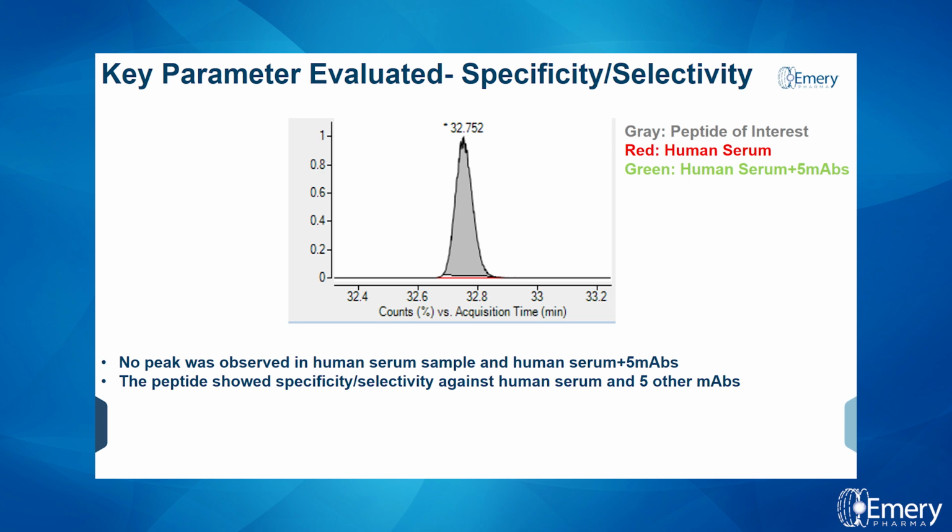In this example here, you can see the peptide of interest chromatogram being overlaid with human serum and other 5 antibodies. As you can see in the figure, at 32.752 you see a peak eluting from the peptide of interest, but there is no interference from human serum and other 5 antibodies, confirming the selectivity and specificity of this method.